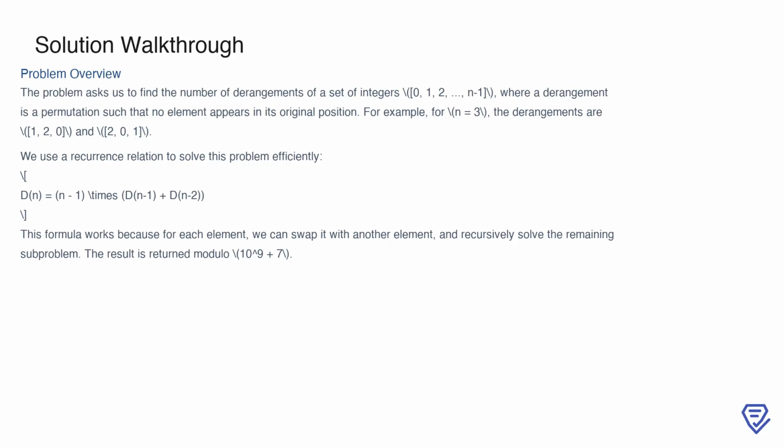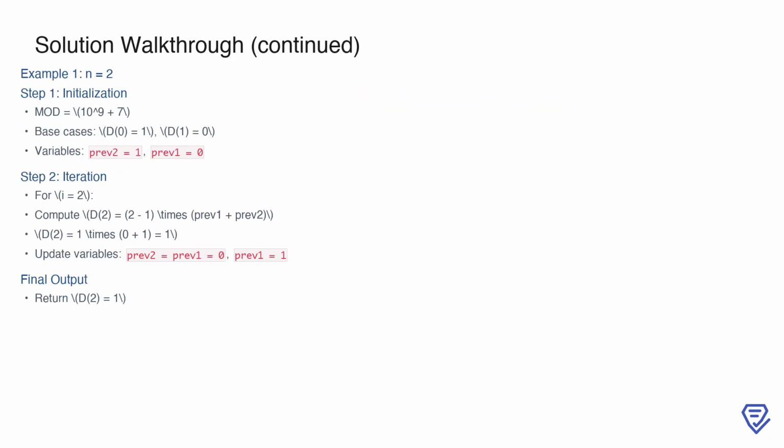This formula is derived from the observation that for each element in the array, we can swap it with another element and then recursively solve the remaining subproblem. Additionally, since the results can grow very large, the final answer is taken modulo 10 to the power of 9 plus 7. To illustrate how the recurrence relation works, let's start with a simple example where n equals 2.